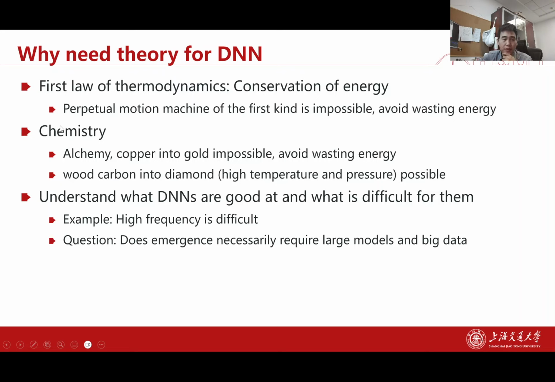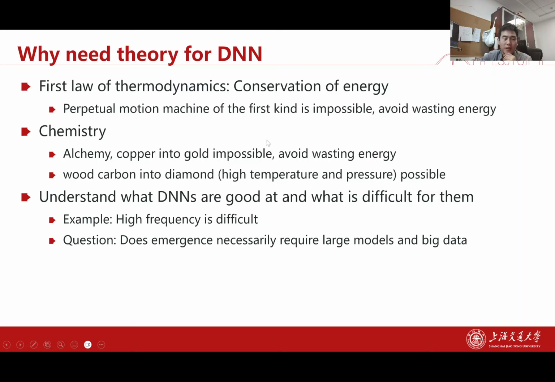From chemistry, we know there was a period of alchemy. People tried to transform copper into gold, but we know chemistry only changes electrons, not the nucleus. So it is impossible by only doing these chemistry things. As far as we know this, we can avoid a lot of waste, and indeed a lot of money and energy were wasted in history.